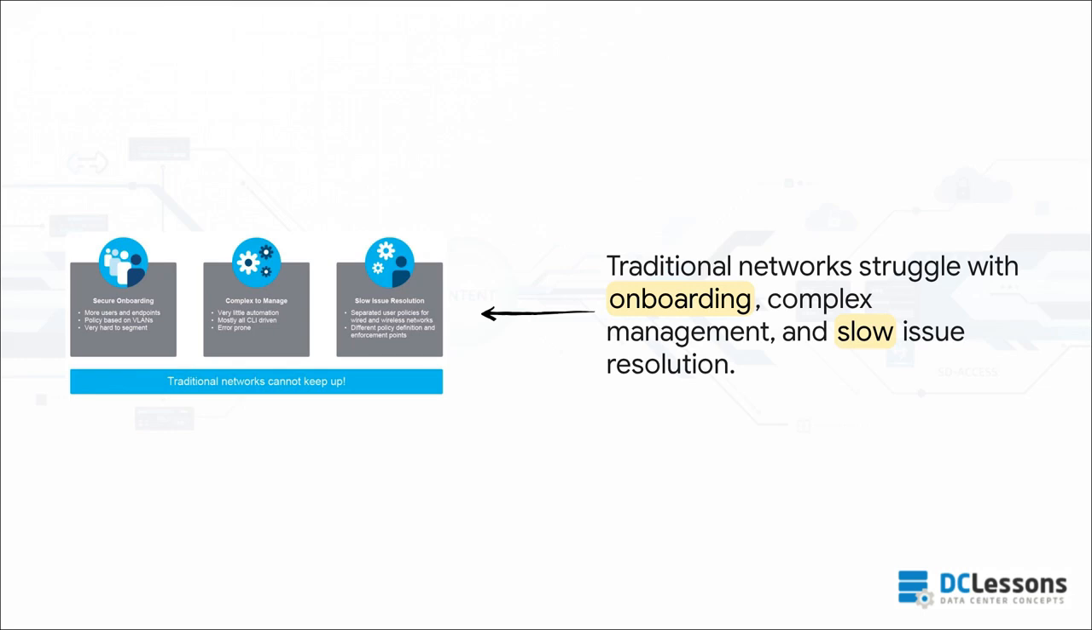Then there's the complexity. We're still managing most networks one box at a time, with engineers typing commands into a CLI. It's slow, it's manual, and a single typo can cause a massive outage. And third, issue resolution. When your wired and wireless policies are in totally different worlds, finding the root cause of a problem feels like looking for a needle in a haystack.